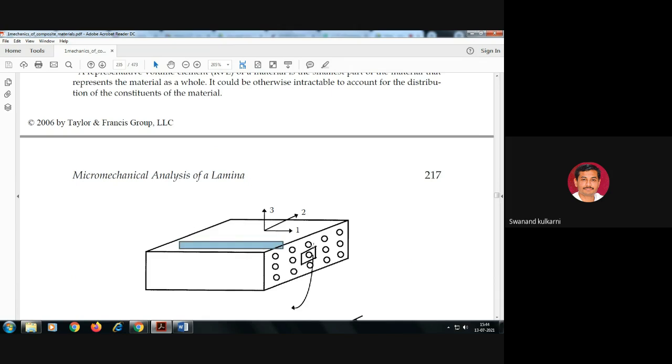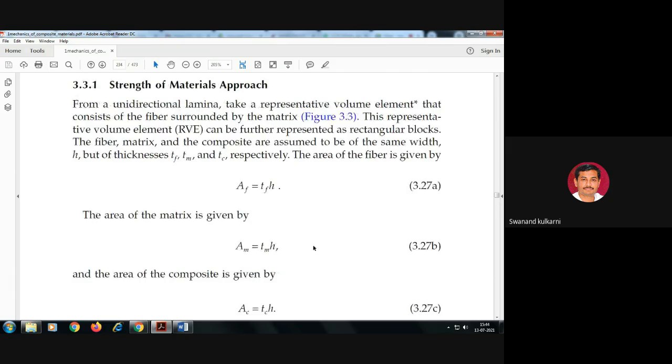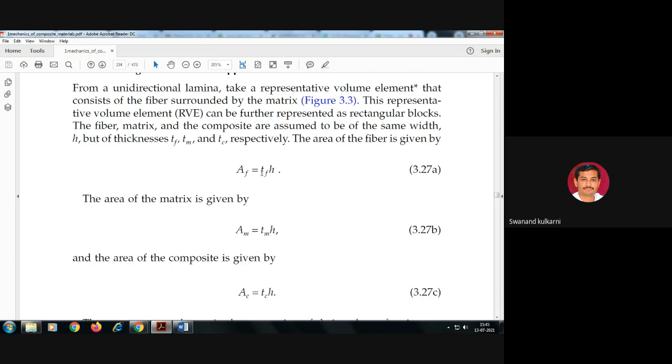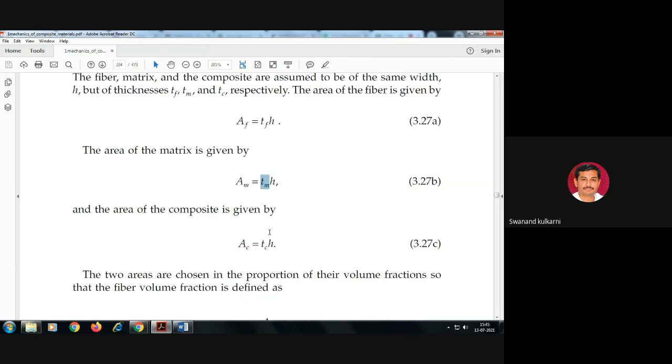This is only a unidirectional lamina, which consists of a representative volume element, and that consists of fiber surrounded by matrix. The fiber, matrix and composite are assumed to have the same width, height h. Tf, Tm and Tc are the notations used here. Tf represents the thickness of fiber, Tm represents the thickness of matrix, and Tc is the notation for the thickness of composite material.